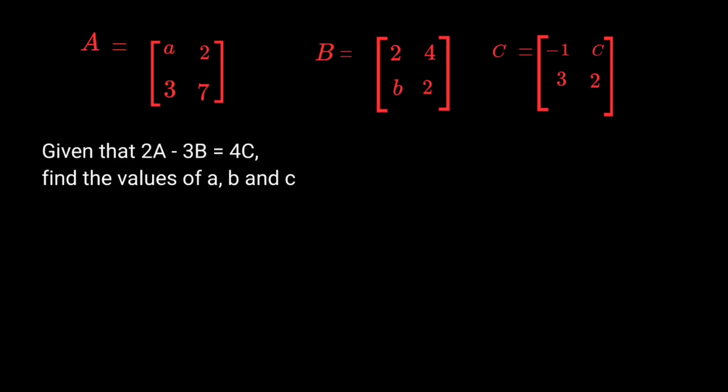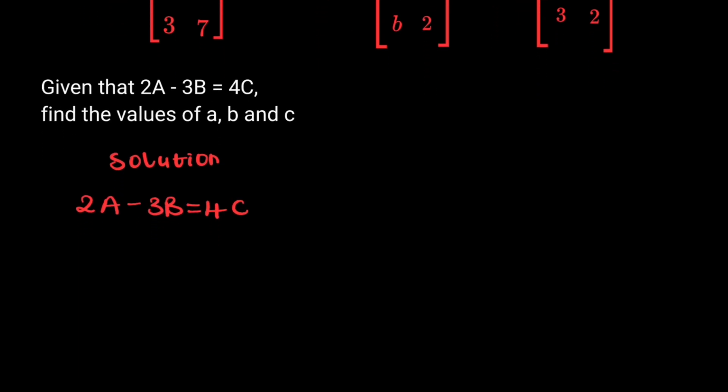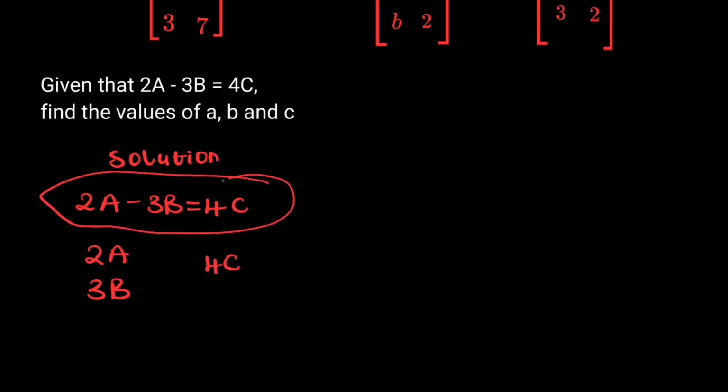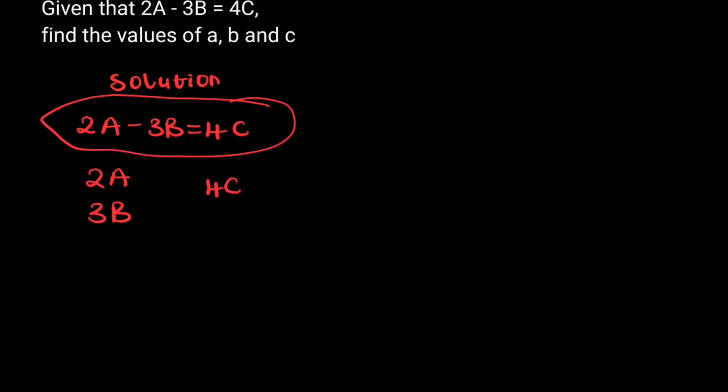Okay, so the first thing, let me start by writing the solution. The question says 2a minus 3b is equal to 4c. So first, we look for 2a. After we find 3b, we find 4c, and then we substitute it into this equation which has been given to us. So let's start with 2a.